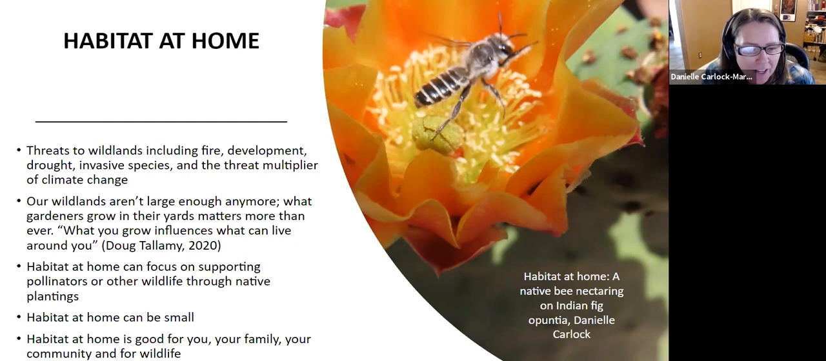And a lot of times, folks that I talk to in the community can get intimidated or discouraged because they think they don't have a big enough space, but that's not really the case. Even a small patch or plantings on a patio can provide some habitat. So I want to think broadly: you don't have to have a lot of space. And then I'll be talking in the next couple of slides about all the reasons that native plants and habitat at home are really good for us, our families, our communities, and for wildlife as well.